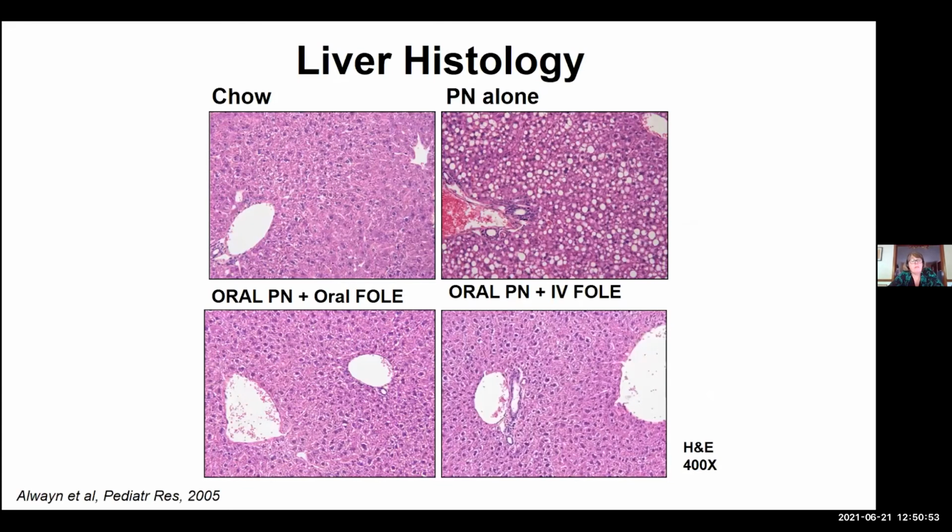That's when we switched to the use of fish oil-based lipid emulsions, and that was Ian Alwayn's research that we published in 2005. Same experiments, and what we did was we switched from soybean oil to fish oil, and as you can see here, when you gave it either IV or orally, the hepatic architecture remained intact. So we knew that fish oil was less hepatotoxic and more hepatoprotective.